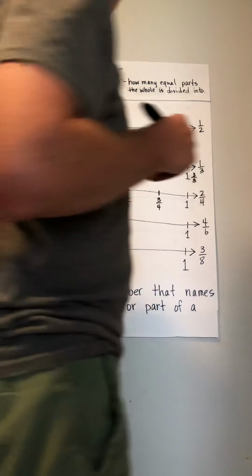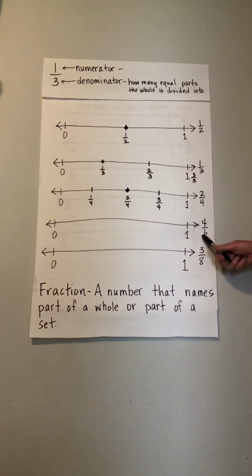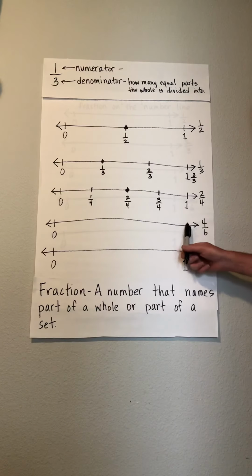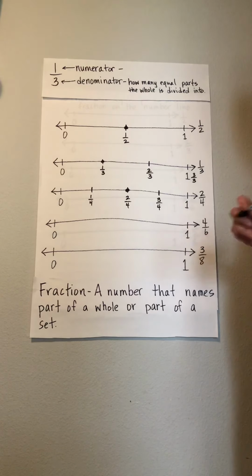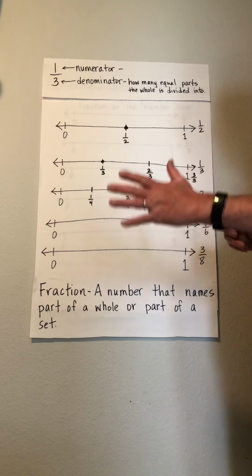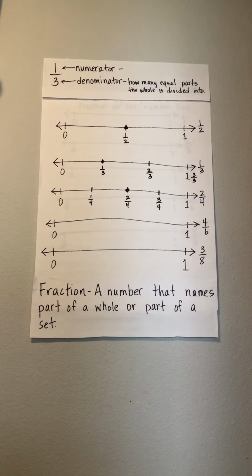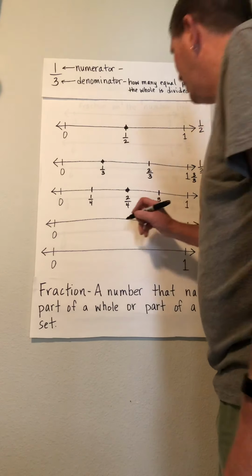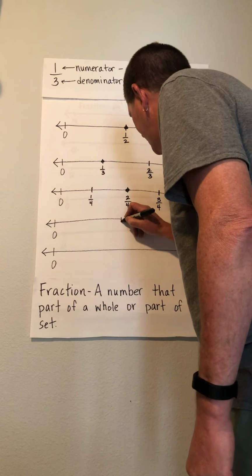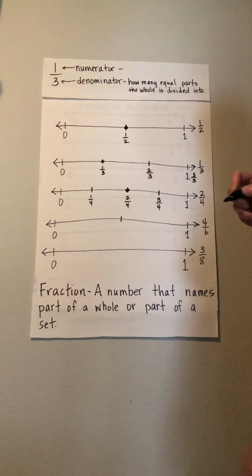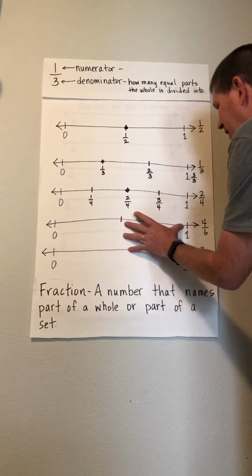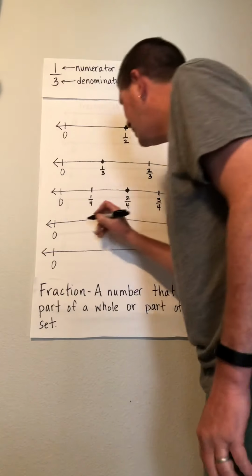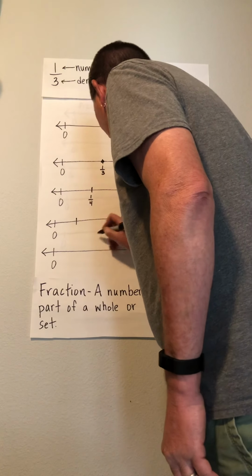Okay, our next one has a denominator of 6. So I'm going to be dividing this into 6 equal parts. Therefore, I'm going to be making 5 of the little marks. Okay? Like I did with the other problem, I'm going to find the middle. Then I'm going to divide each of these halves into 3 equal sections.